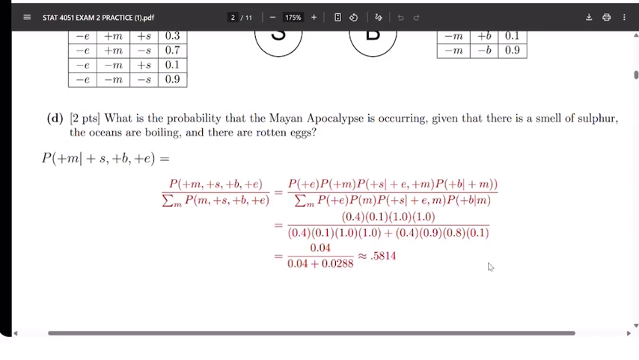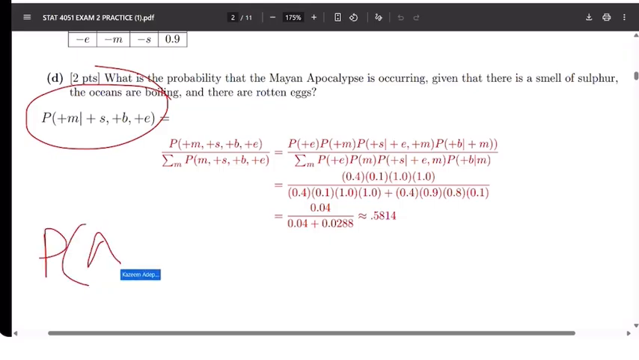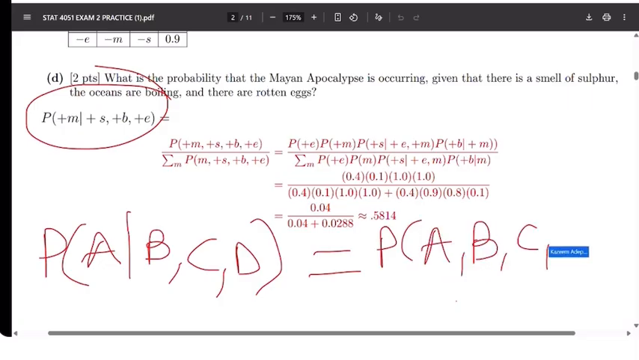But there's something I needed to say. Please pay attention. This is going to be easy. Okay, why did I say this is going to be easy? Because, for instance, in the theory of statistics, if I have a probability of A given B, C, and D, it's going to be the ratio of the joint, the ratio of A, B, C, D, divided by the probability of B, C, D.